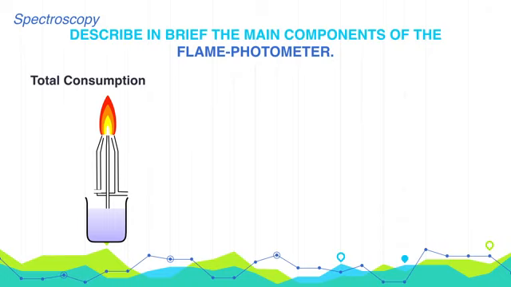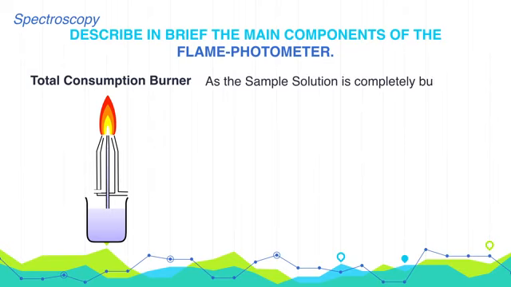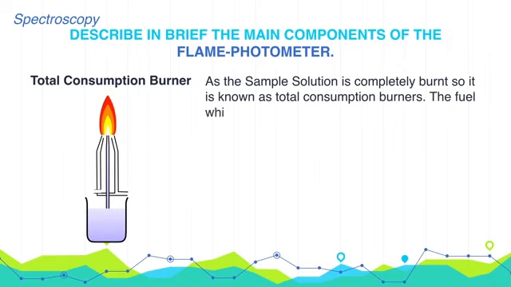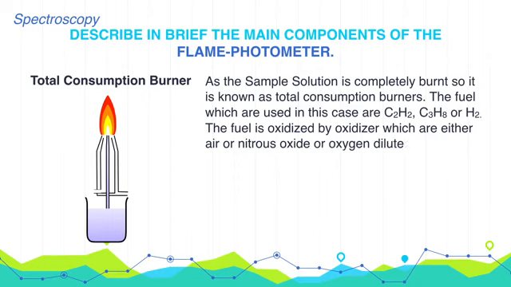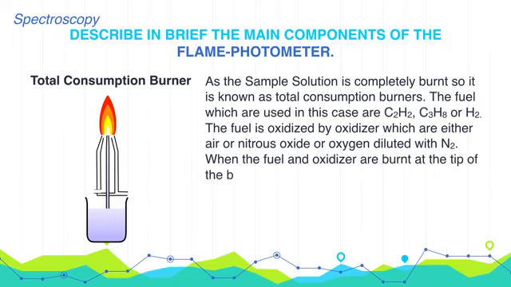So let's talk about total consumption burner. As the sample solution is completely burnt, it is known as total consumption burner. The fuels used in this case are acetylene, propylene or hydrogen. The fuel is oxidized by oxidizer, which is either air or nitrous oxide or oxygen diluted with nitrogen. When the fuel and oxidizer are burned at the tip of the burner, a large amount of heat is produced.